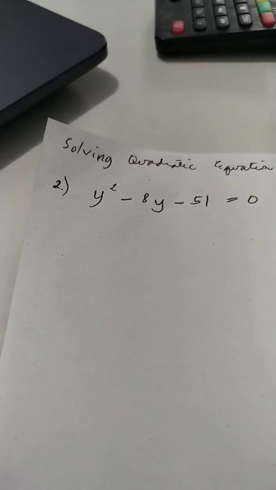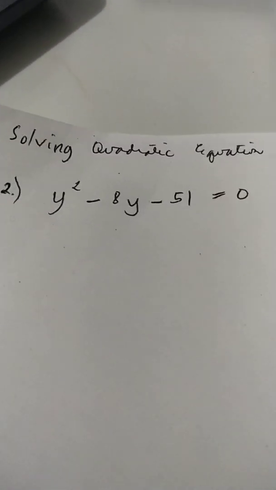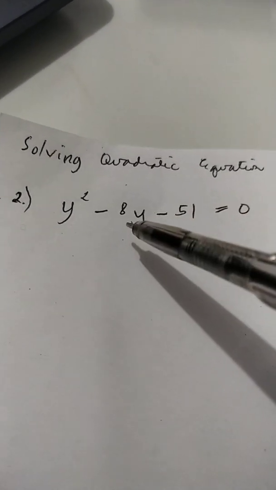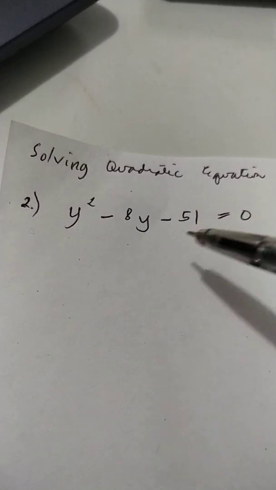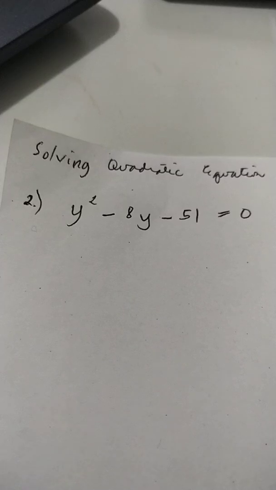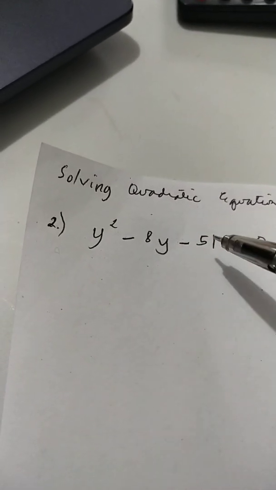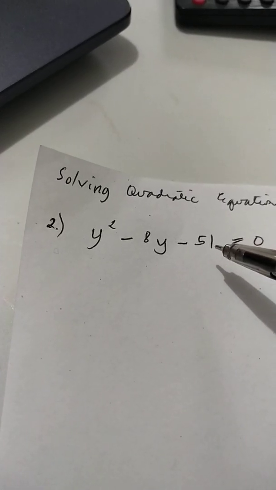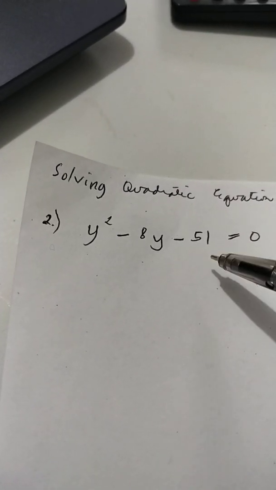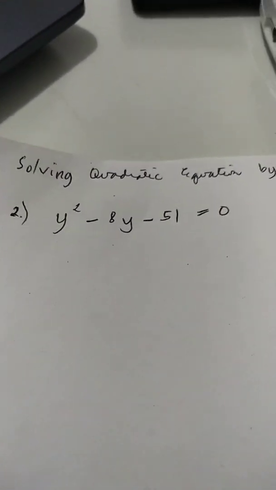Example 2, solving quadratic equation by completing the square. For example, we have y squared minus 8y minus 51 equals 0. This is not factorable. That is why this could not be solved using factoring. That is why we need the concept of completing the square.